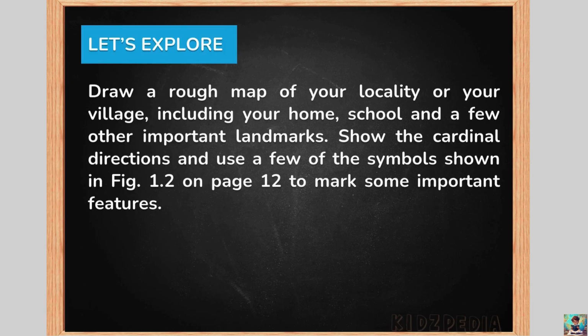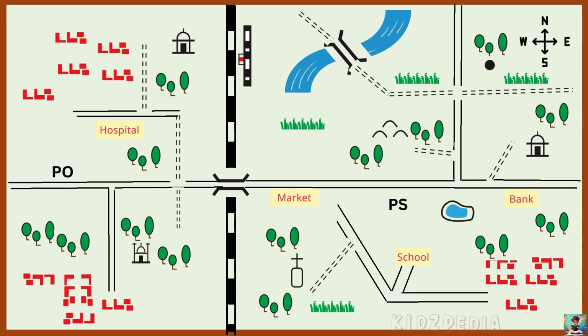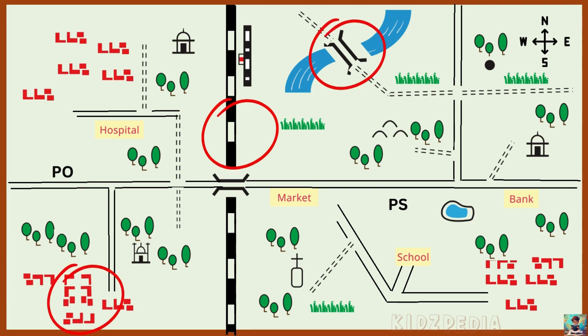Let's explore. Draw a rough map of your locality or your village, including your home, school, and a few other important landmarks. Show the cardinal directions and use a few of the symbols shown in figure 1.2 on page 12 to mark some important features. So, we need to draw a rough map using symbols we learned so far, that shows your locality or village. In this example, you can see the symbol of broad gauge, bridge, settlement, etc. You can also draw your map using the symbols from figure 1.2.